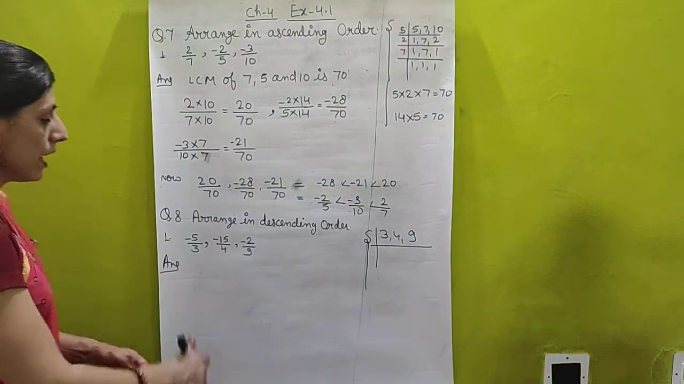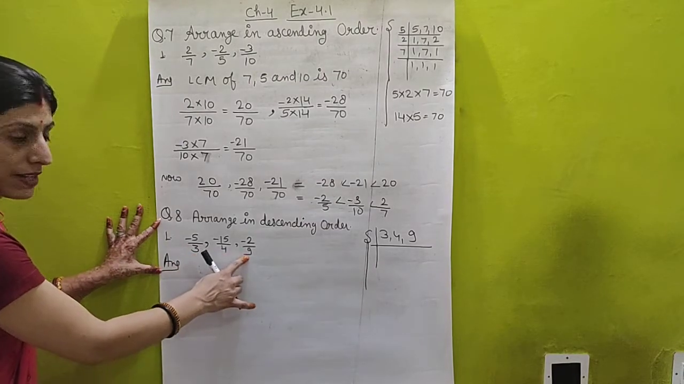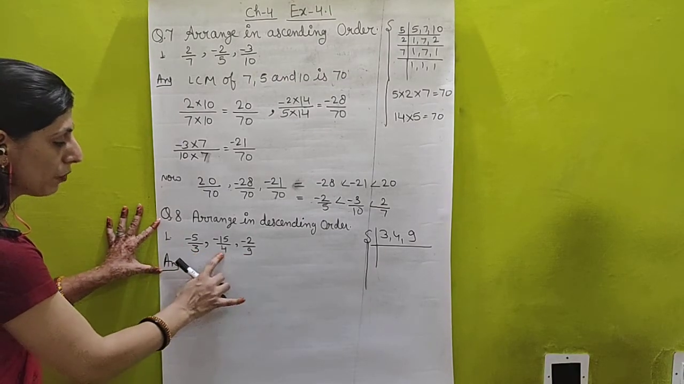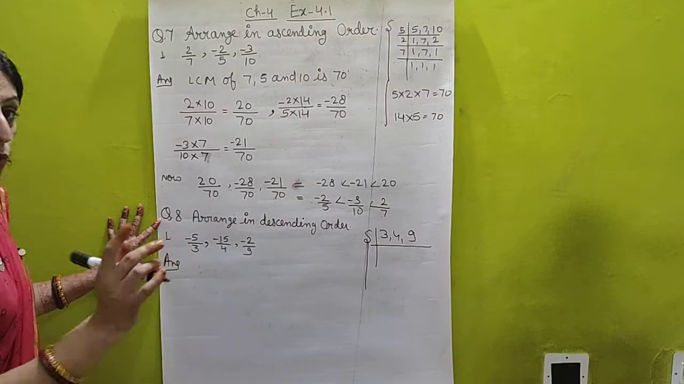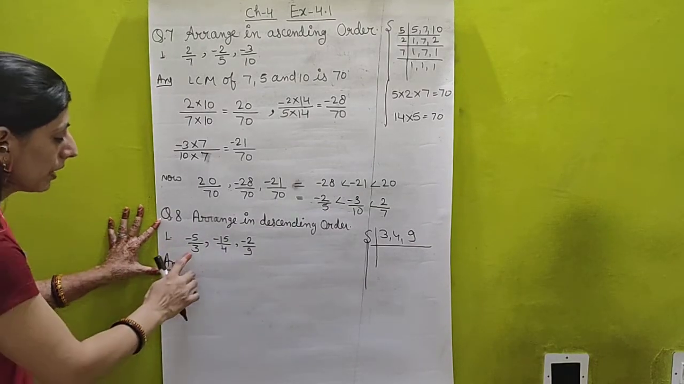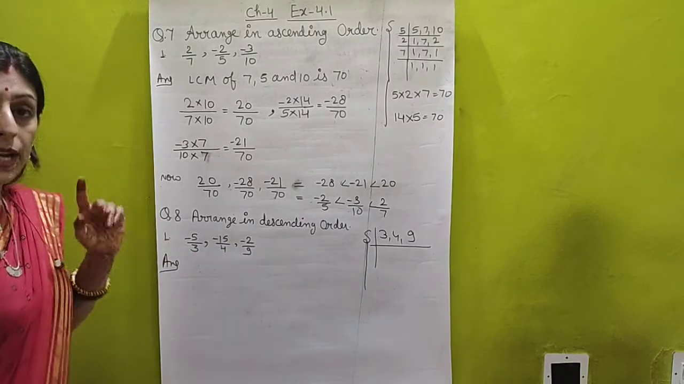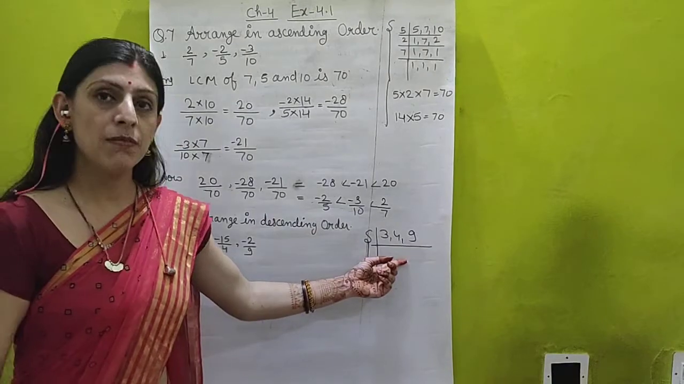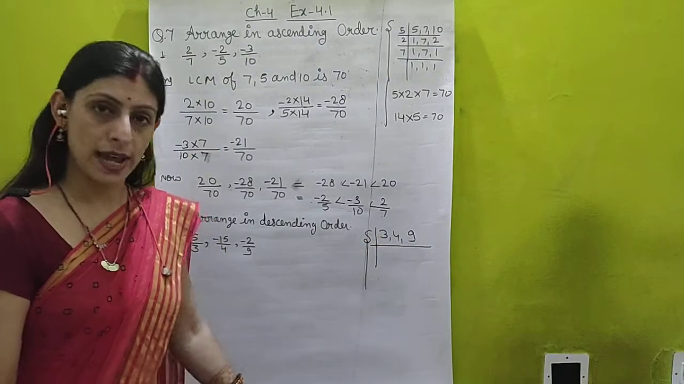Okay, students? So first of all, you will check that the denominators should be positive, and here all the denominators, 3, 4, 9, are positive numbers. But next, you will check that 3, 4, 9 are all different denominators. So again with the help of LCM we will make the denominators the same. So 3, 4, 9, I will now take LCM here.